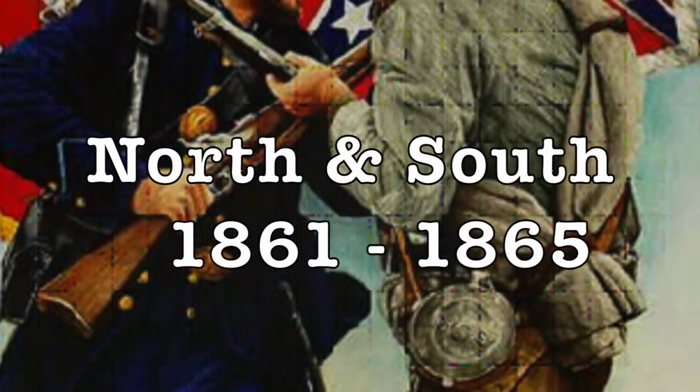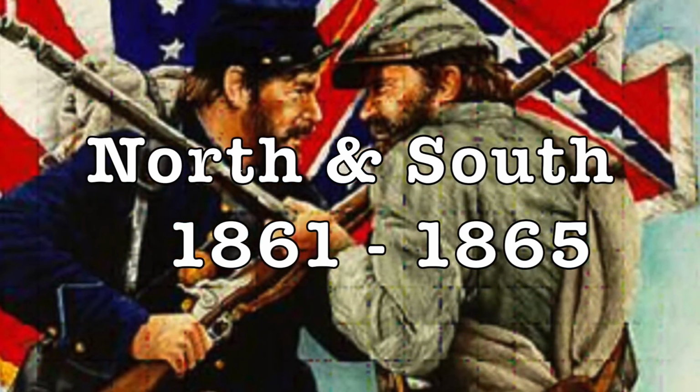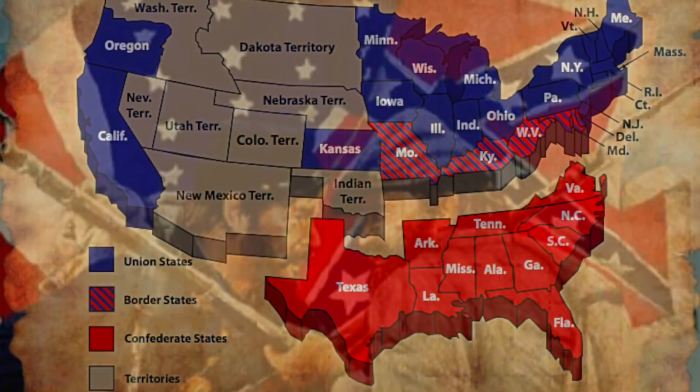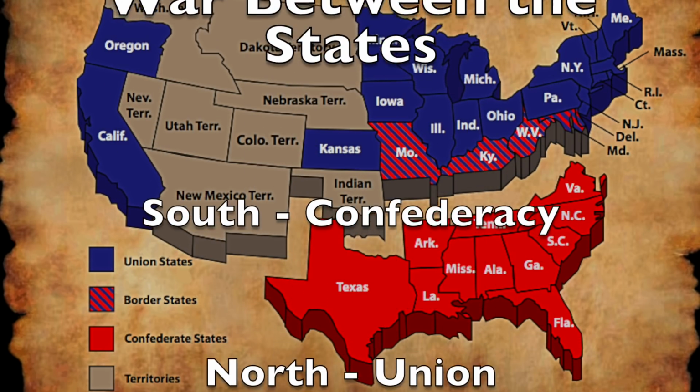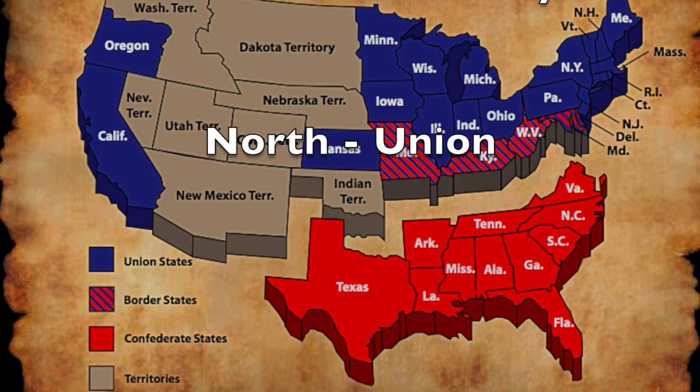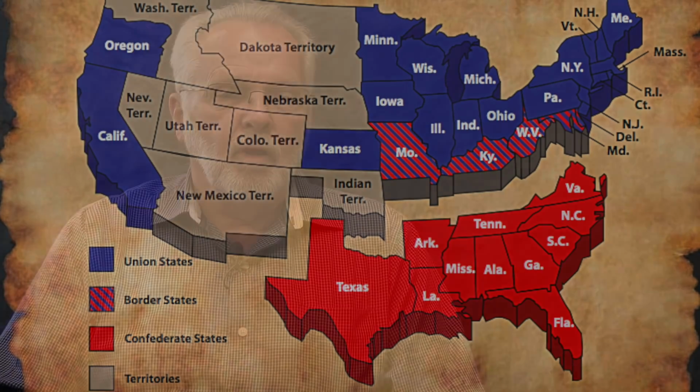The American Civil War was fought between the southern states and the northern states. That's why it's often called the War Between the States. The southern states were called the Confederacy, and the northern states were called the Union. This was the deadliest conflict in American history.